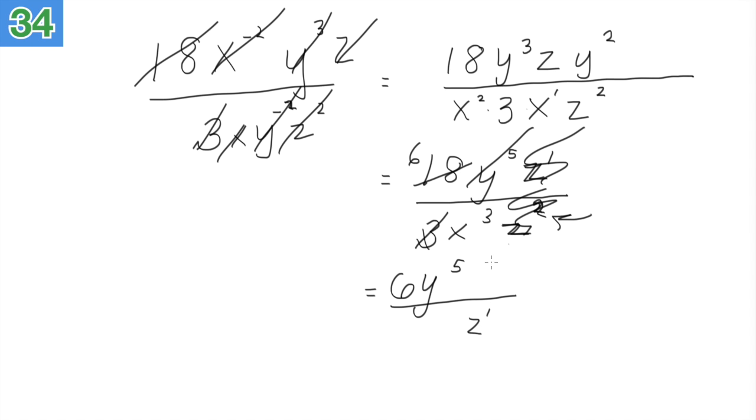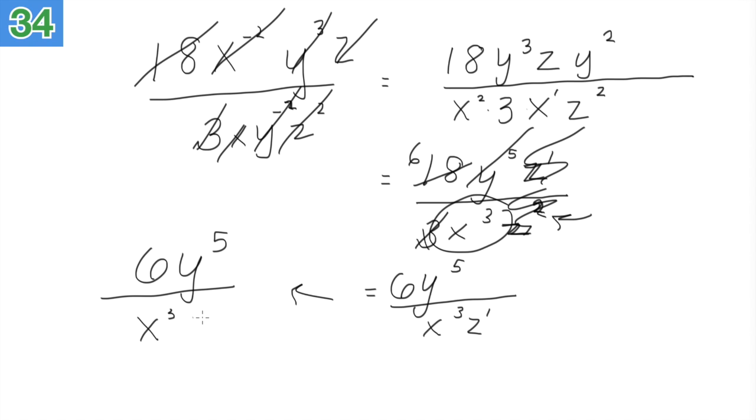All right, so the z's are taken care of, and now we're just left with this x cubed on the bottom, and there are no x's on top, so that means it's fine where it is. That's really how you're going to work through these sorts of problems where you're just simplifying. I'm just going to write it a little bit cleaner over here: 6y to the 5th over x cubed z. That is our final answer.